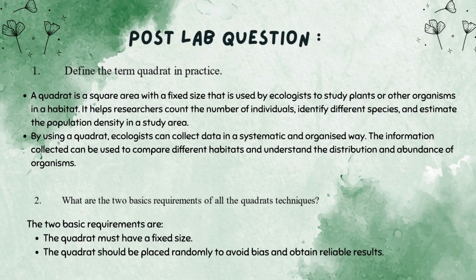Next, for question 2, there are two basic requirements of all quadrat techniques. First, the quadrat must have a fixed size so the sampling area is the same. This allows us to compare the results accurately. Second, the quadrat should be placed randomly to avoid bias. Random placement gives every area an equal chance of being sampled, making the result more reliable and representative of the study area.